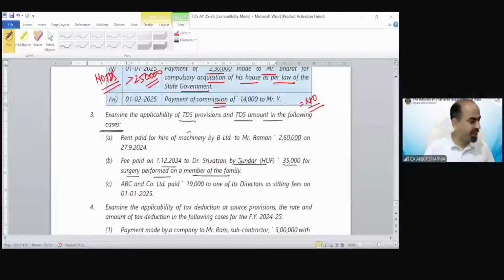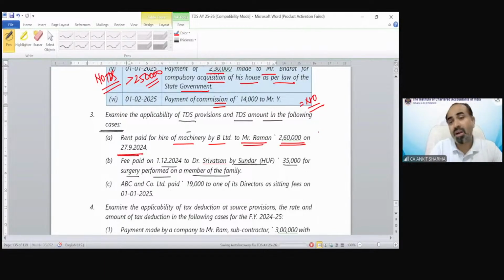Okay, now question number 3, we are moving on. Examine the applicability of TDS provision and TDS amount in the following case. Rent paid for hire of machinery by B Limited to Mr. Raman, 2,60,000 on 27 September 2040. So what is the limit under section 194I? It was 2,40,000. And now the rent is exceeding it. So TDS is going to be charged. And what would be the rate in case of machinery? The rate would be 2%.